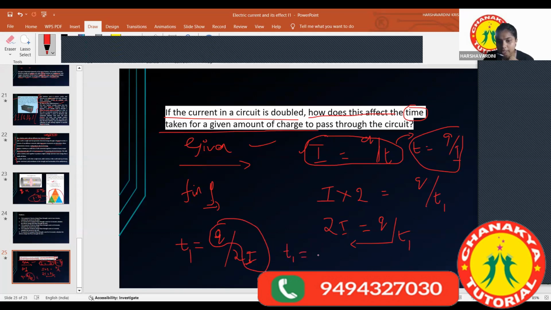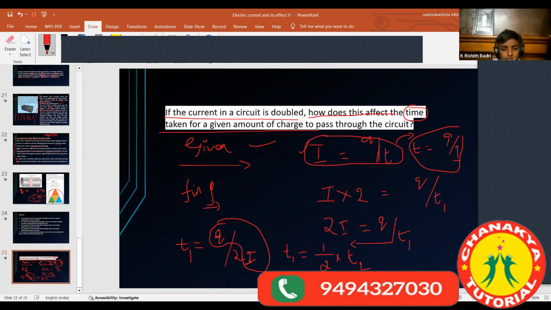Can I put it as T? Yes. I mean, sorry, 1 by 2 into T2. I'll name that as T2. Correct? Fine? Ma'am, I'm understanding each and every step? Ma'am, somewhere I got confused.